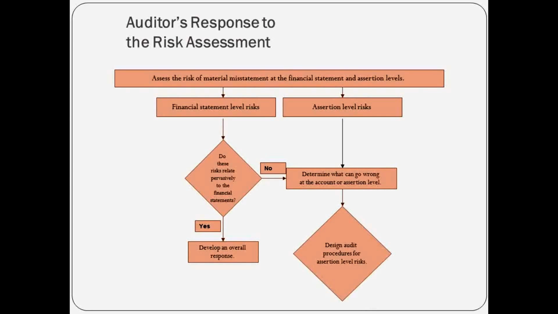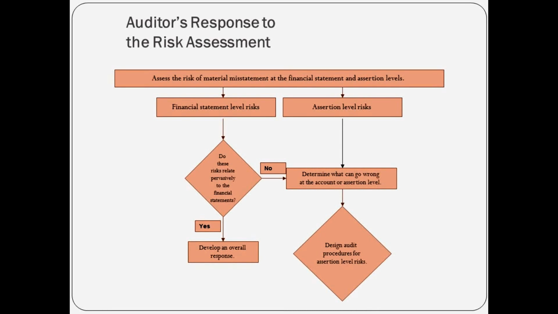So here the auditors are going to assess the risk of material misstatement at the financial statement and assertion levels, right? So remember, management makes assertions about items in the financial statements. So at the financial statement level, look at whether or not these risks relate pervasively throughout the financial statements, because if they do, you want to develop an overall risk plan. So that means it's a pervasive problem. It doesn't matter what the assertion level is.